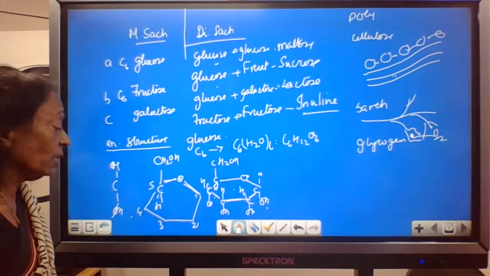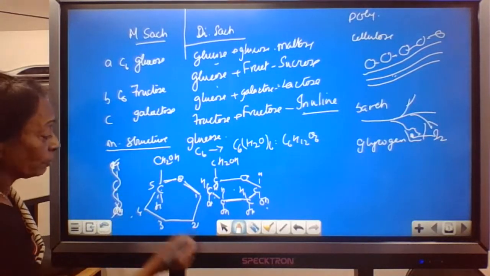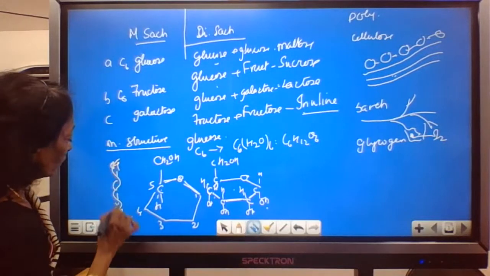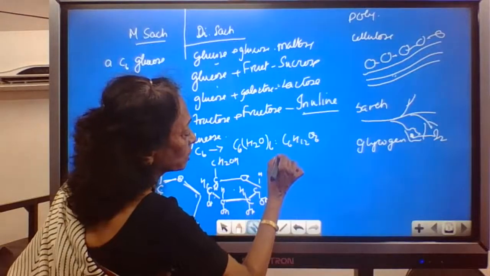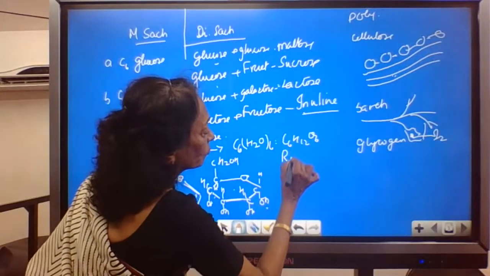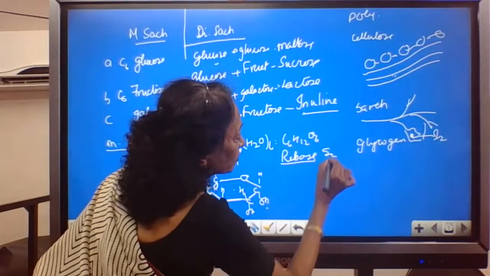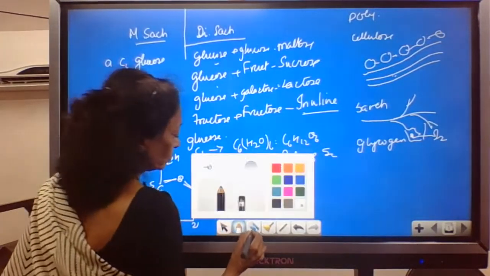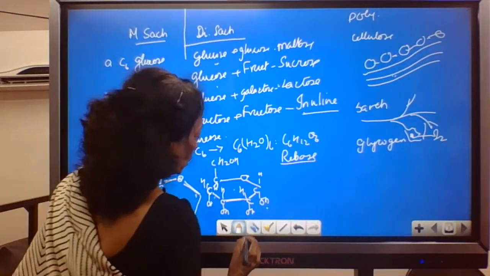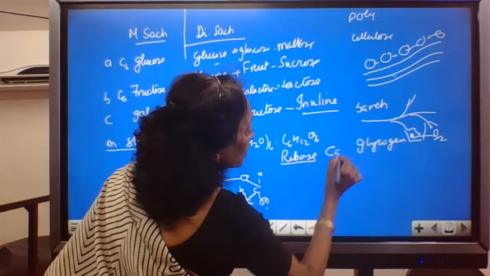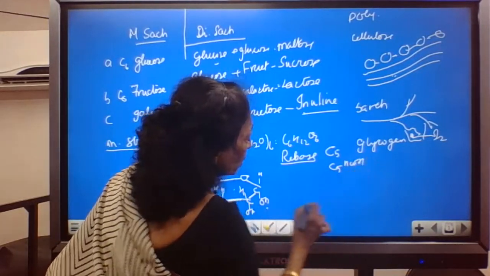Now the same thing you will have in your ribose sugar. Suppose it's a 5 carbon sugar, a ribose sugar. So how will you draw the structure of ribose sugar? Let us take ribose sugar. Ribose sugar is 5 carbon. Let us say C5. So what will be the formula? C5H10O5. Now how will the figure be?